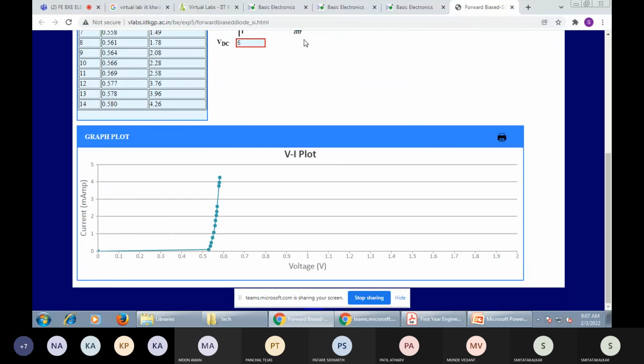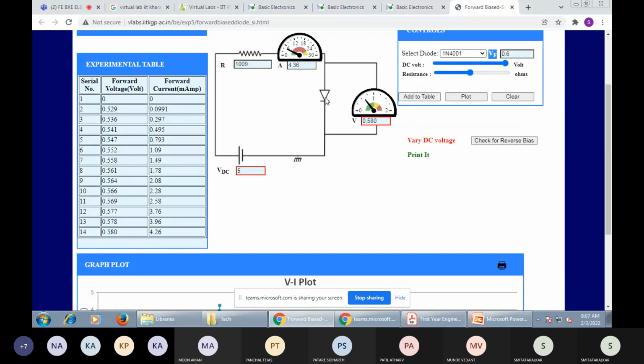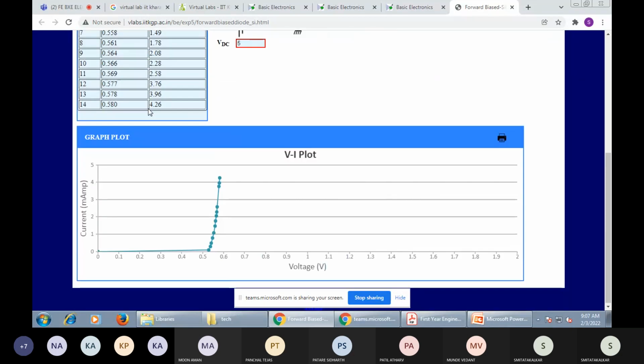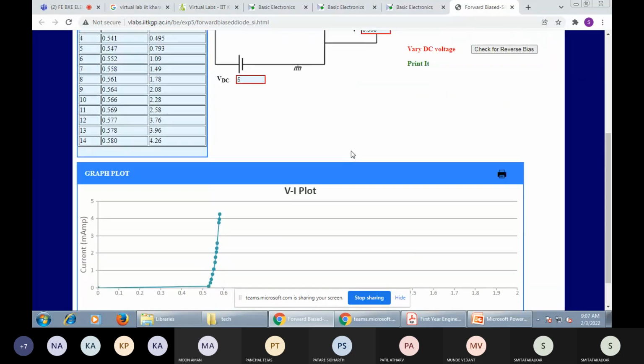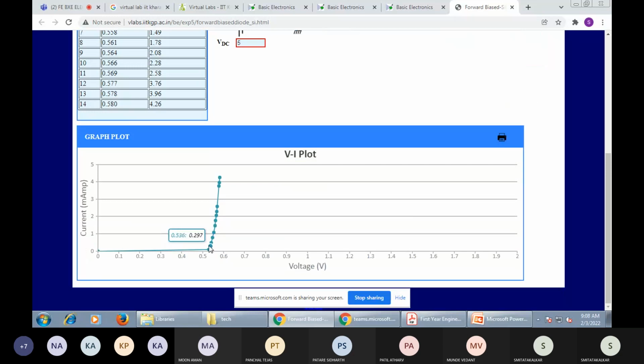If the diode is in the conduction state, crossing 0.7 volt, this is the VDC. At 0.7, the diode is on, and the forward voltage readings are 0.5, 0.6, 0.36, 0.41, 0.47. As the input DC voltage is increased, the forward voltage and forward current are also increasing. That's why we can use the PN junction diode in semiconductor devices.